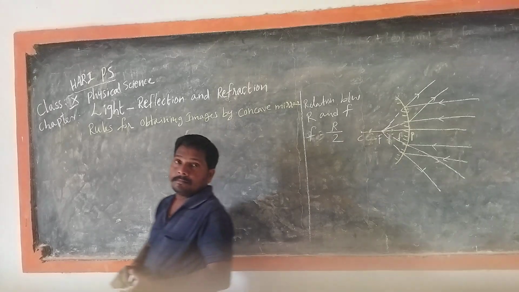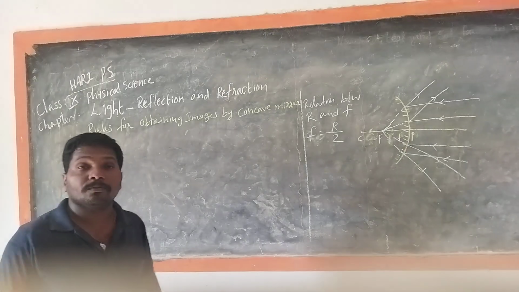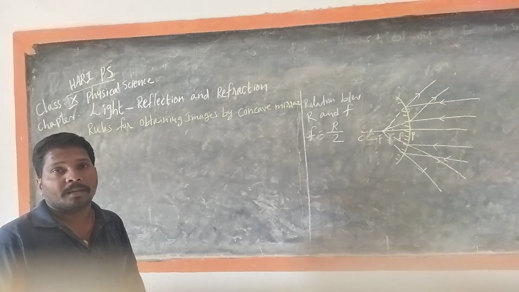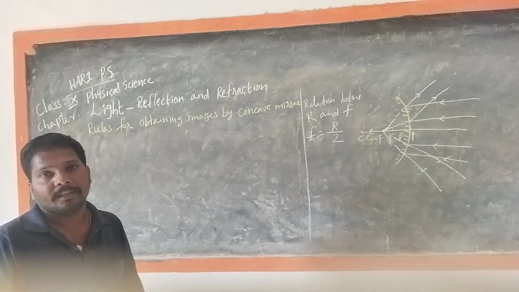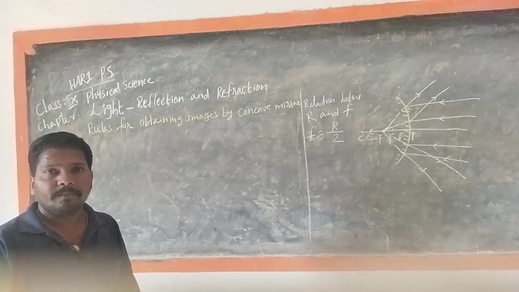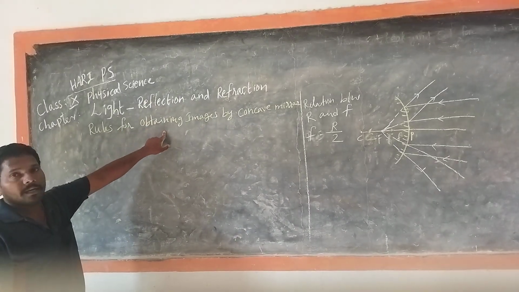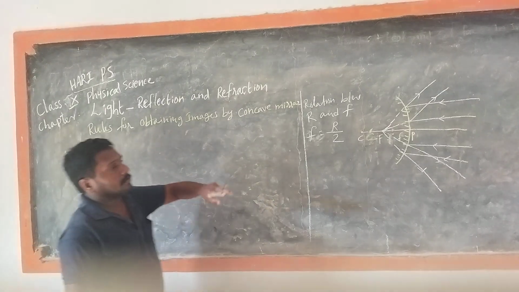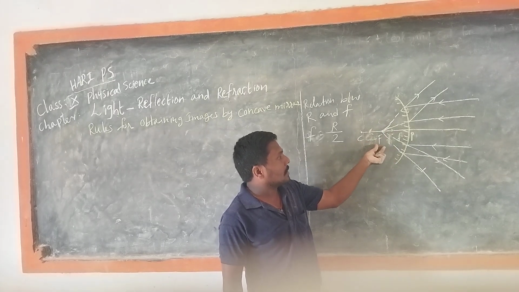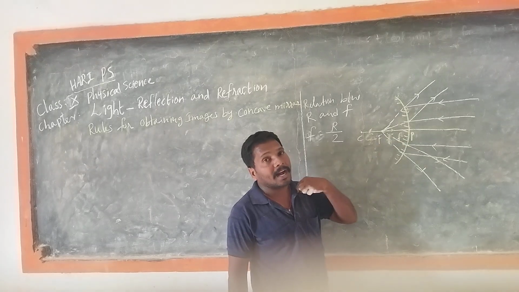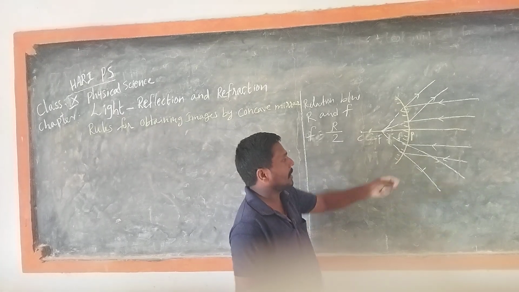Hello everyone. In previous classes we discussed what spherical mirrors are, the types of spherical mirrors, the concave mirror and the convex mirror, and some definitions regarding them. Before going to the topic, rules for obtaining images by concave mirror: in the previous class we learned how to find the focus and the focal length of a concave mirror, but this is regarding the convex mirror.